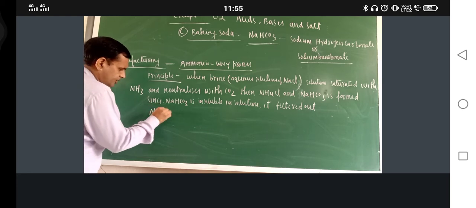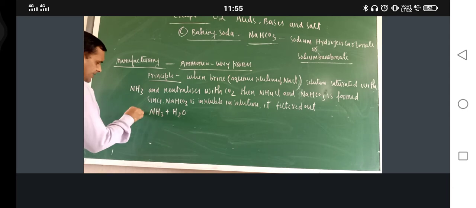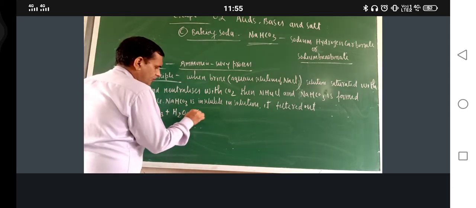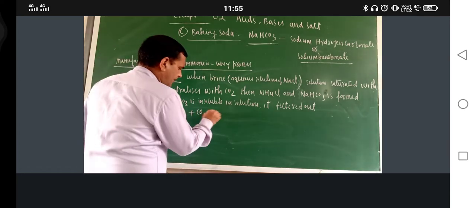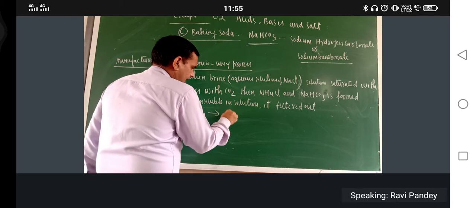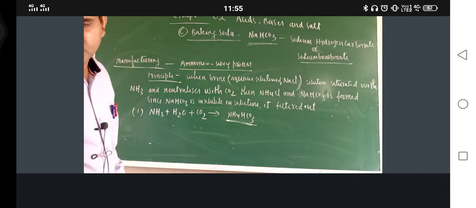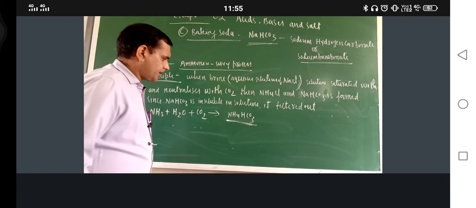Just see, NH3 plus H2O. Okay, a two-step reaction is there. First, ammonia reacts with H2O and CO2. So what will it form? It will form NH4HCO3. What is the name of this one? Ammonium hydrogen carbonate, or ammonium bicarbonate.